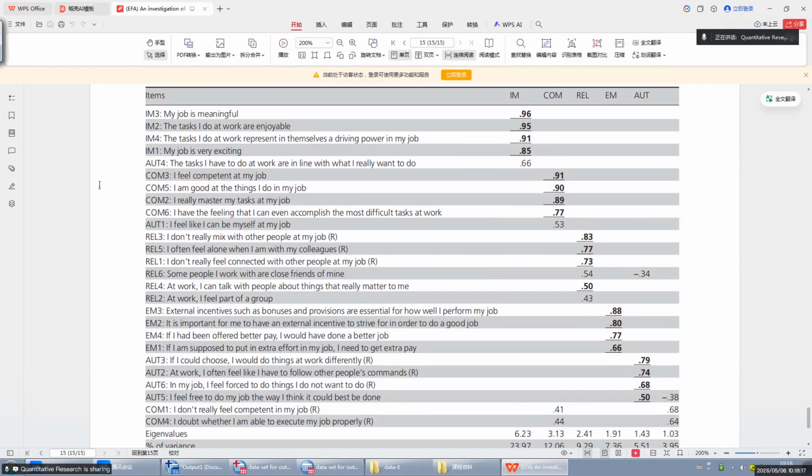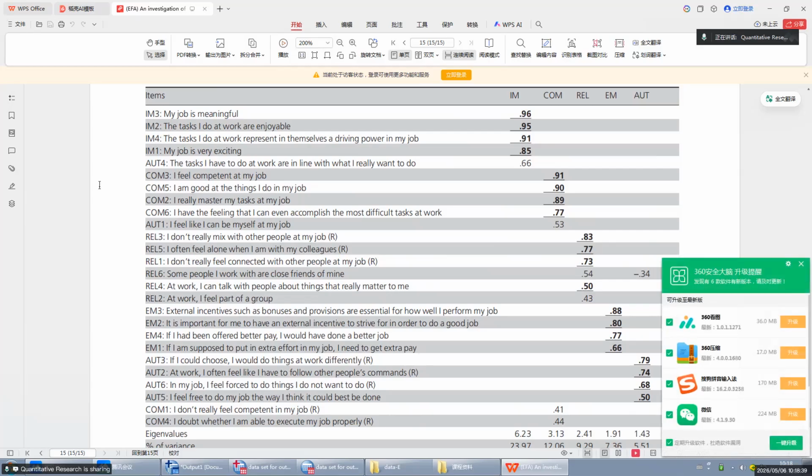How about this one? There is a cross-loading, right? So it was removed. How about this one? It's too weak. It's 0.25. So it's too small, right? It's smaller than 0.5. Yes. It's too small, so it was removed. Okay, good.